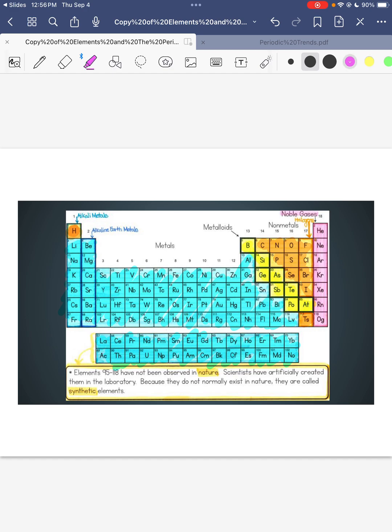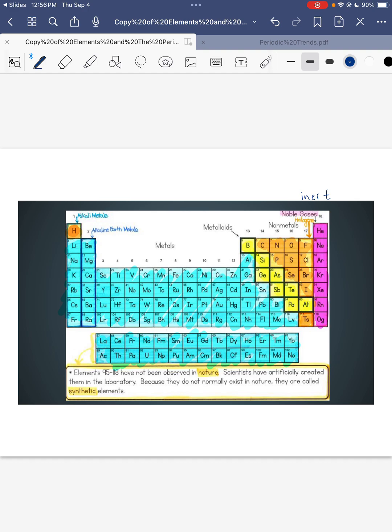Now, to get even more specific, we have some famous families. The first family that we've already talked about is our noble gases. You can find them in the 18th or the last column, the final group on the periodic table. And noble gases are special because they are inert. They don't really tend to react with other things.